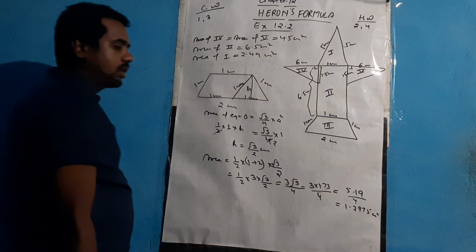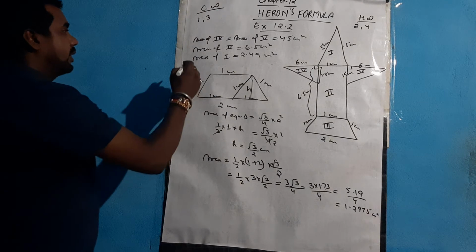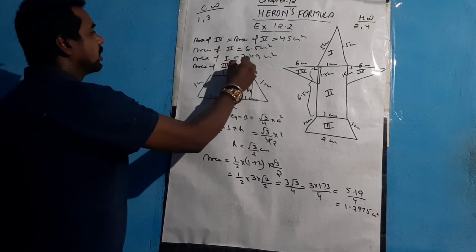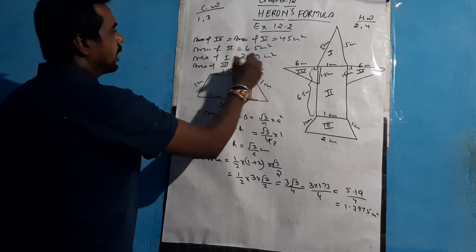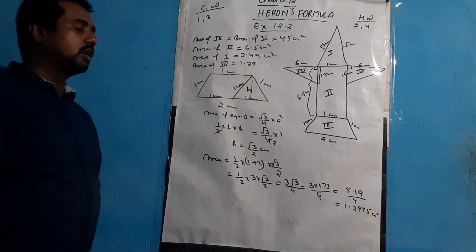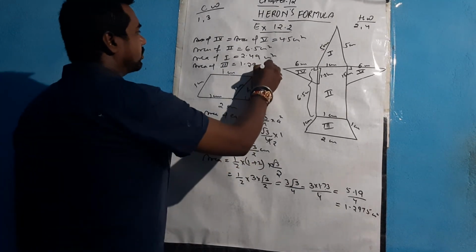1.2975 centimeters square. Approx value we are getting 1.29. So finally this way we will get the area of the third part as 1.29, or if you round off, that becomes 1.3. So let it be 1.29.